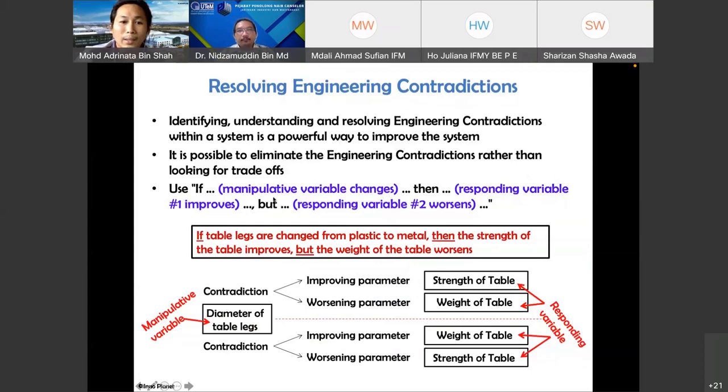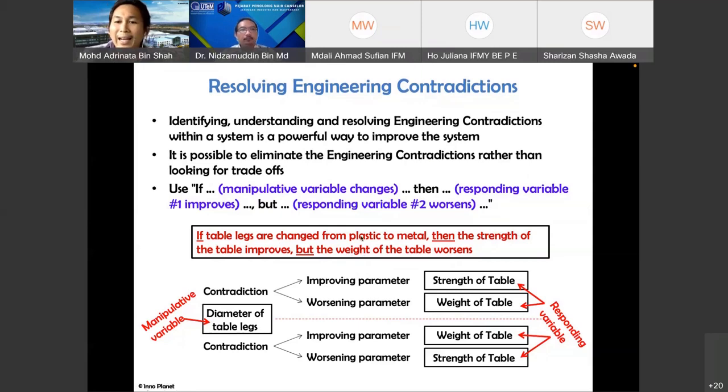So you have here the improving parameters and then the worsening parameters. From the sentence, if table legs are changed from plastic to metal, then the strength of the table improves, but the weight of the table worsens. Strength is a parameter, and weight is a parameter. So which one is improved and which one is worse?